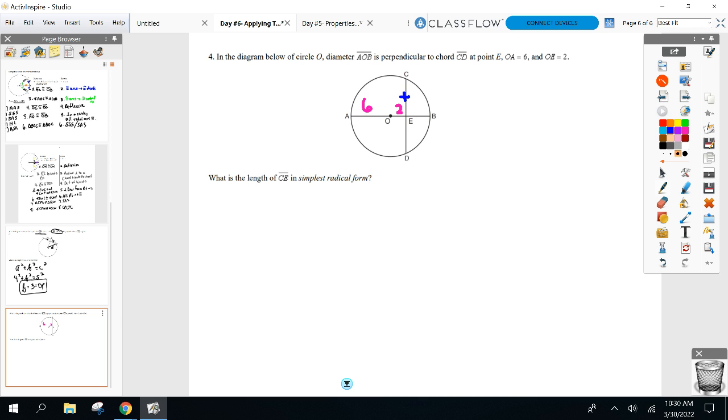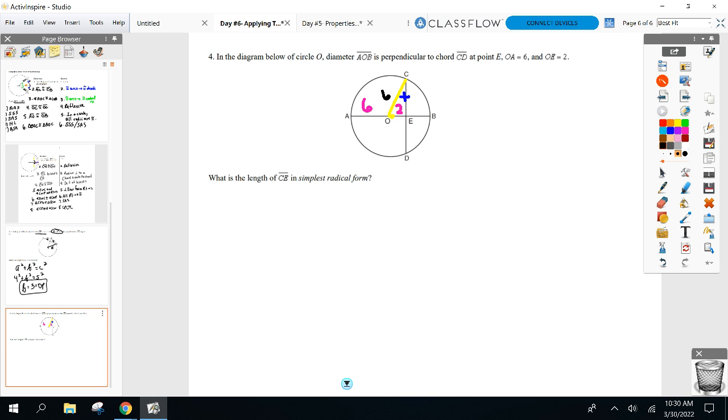Suggestions? Via? Draw another radius. Anywhere in particular? From O to C. Okay, sure. And how long is this radius you're having me draw in? 6. 6, good, because OA is 6, and that's a radius too. So that's 6. Anybody suggesting anything for X? How can I find X now?